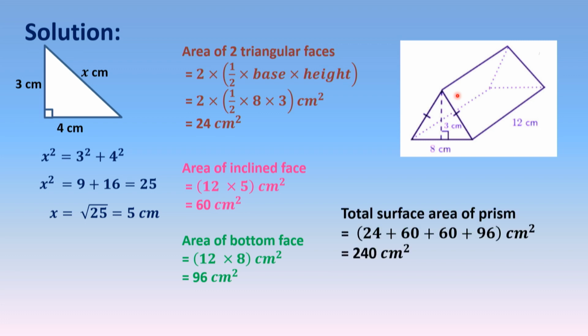And to find the total surface area, we are going to add the area of the two triangles, 24, plus area of this inclined face, 60, plus the area of this inclined face on this side, 60, plus the bottom face, which is 96. So the total surface area will be given by 240 centimeters squared.